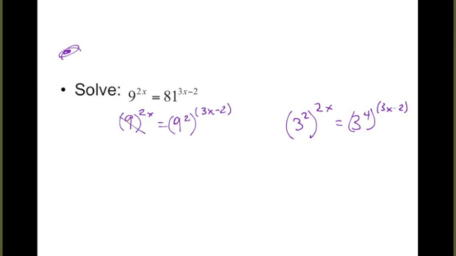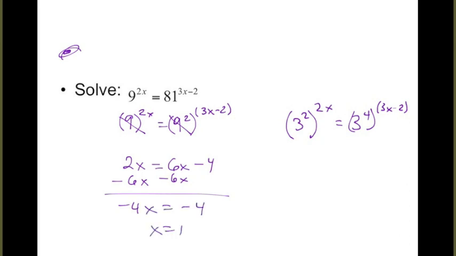So I would ignore the 9 and say 2x is equal to, ignore the 9 and distribute, 6x minus 4. I'm going to subtract 6x from both sides. That gives negative 4x equals negative 4, which gives x equals 1. And if we take that back, we would get 9 squared is equal to 81 to the first, which is true. 9 squared is 81, 81 to the first is 81. So it works out. You should get that same exact solution even if you use the base of 3. Questions on this method?